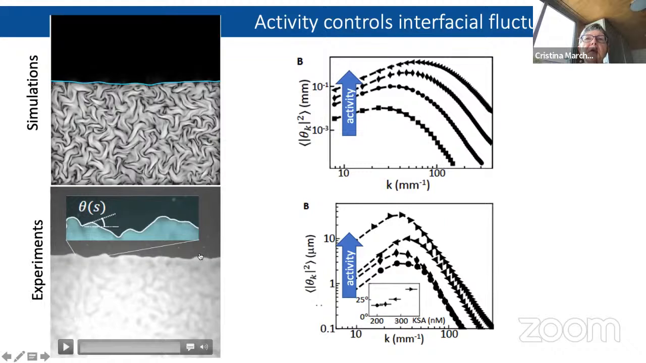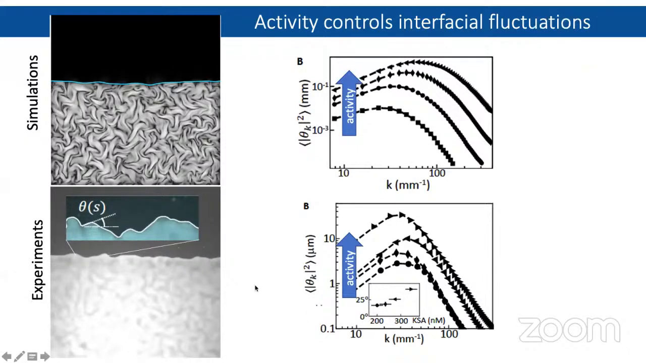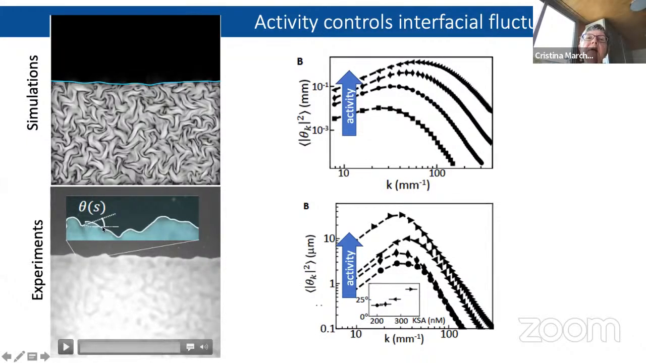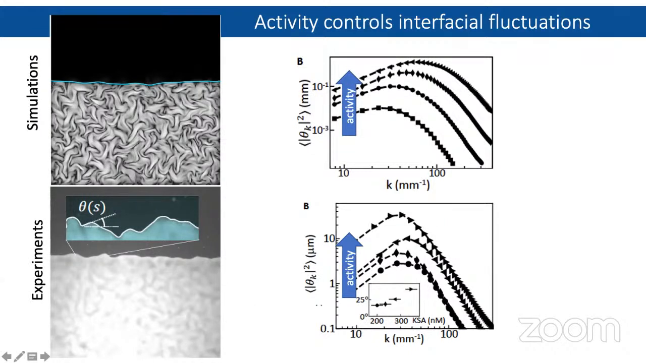They Fourier transform, and then they measure the magnitude square of the Fourier transform of the angle, which I call the spectrum of fluctuations as a function of wave number. They also do this, as we'll see in a minute, as a function of position and time, and then Fourier transform both in space and frequency to measure the dynamical spectrum.